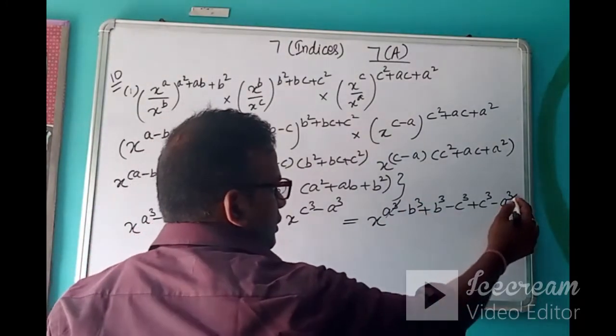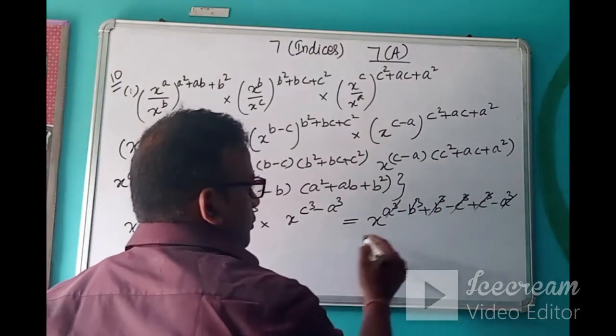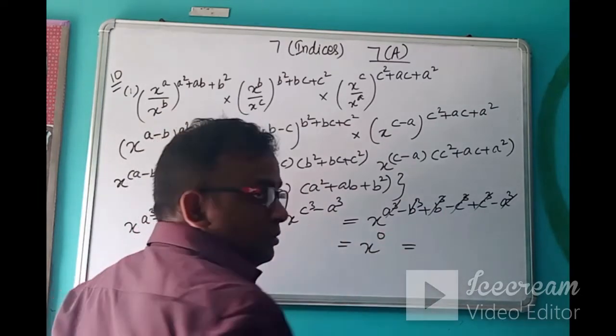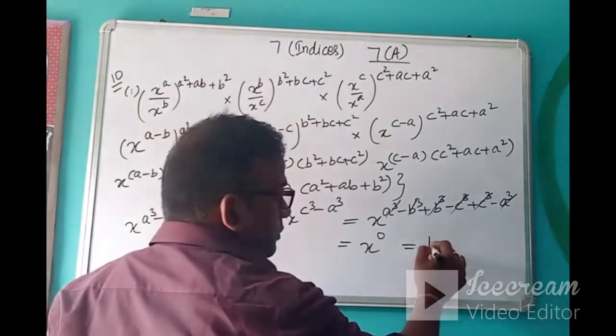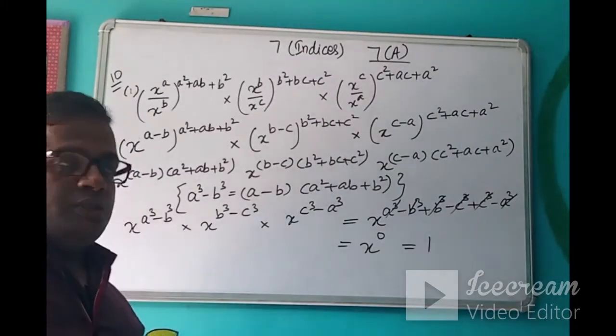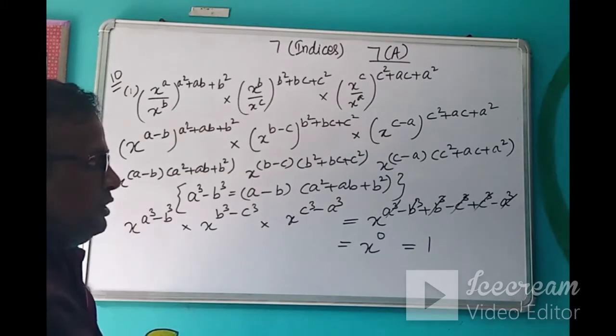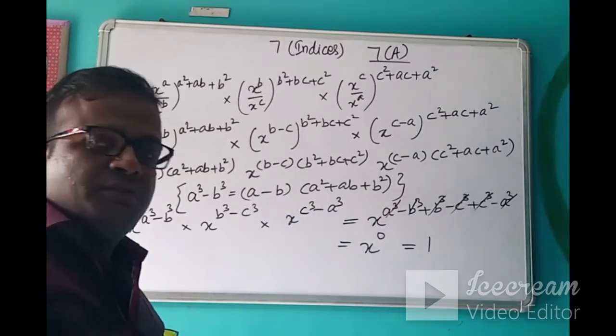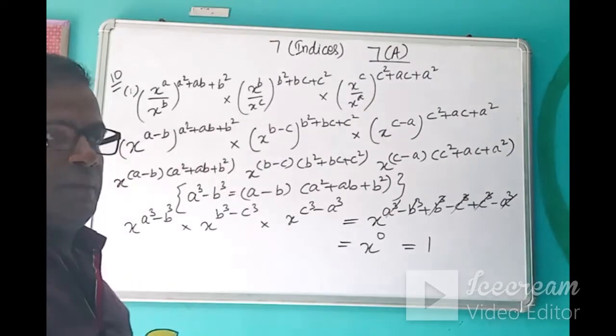So when you see, everything is going to get cancelled and you will get x to the power 0, and anything raised to the power 0 is always equal to 1. So this is how we can solve expressions by using the laws of exponents and the expansions that we have studied in the previous chapter, expansion.